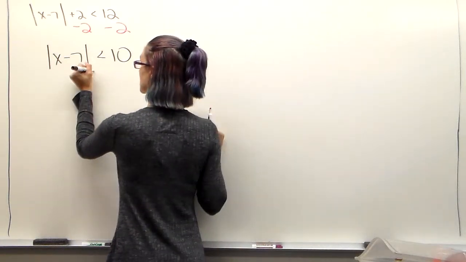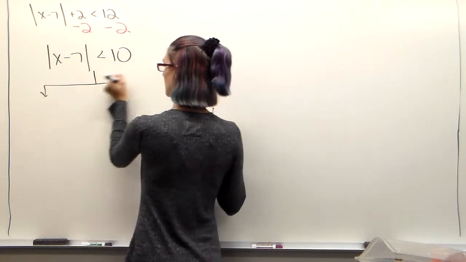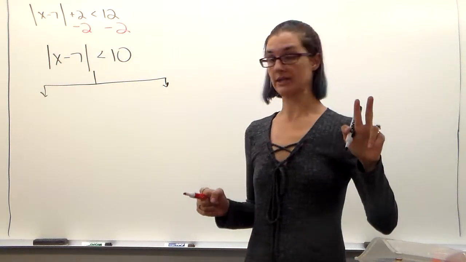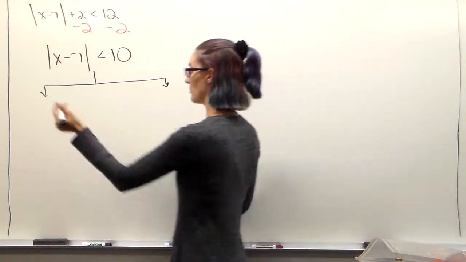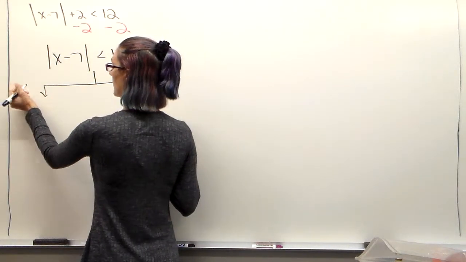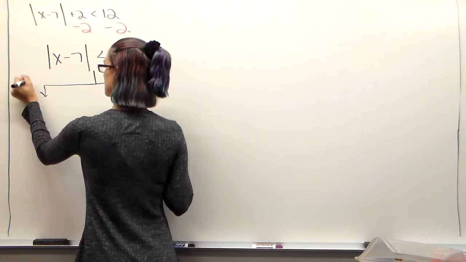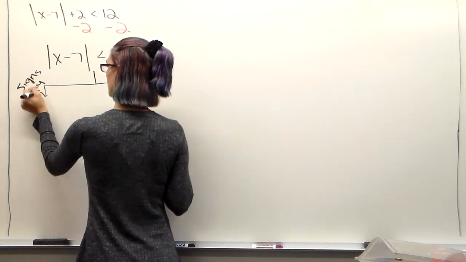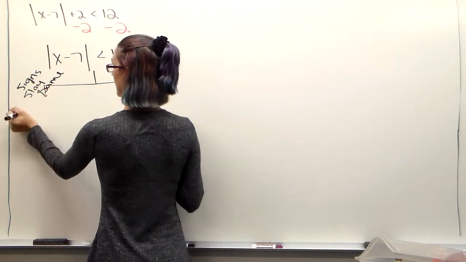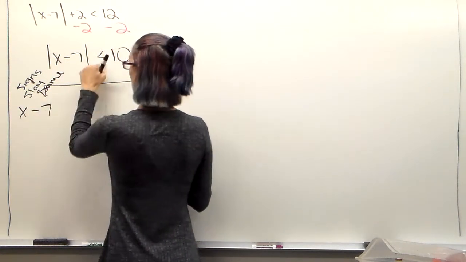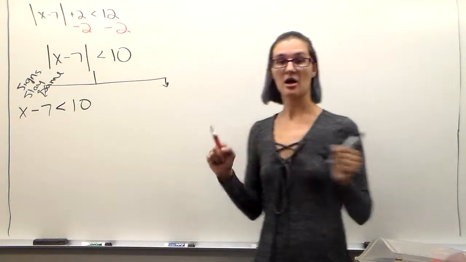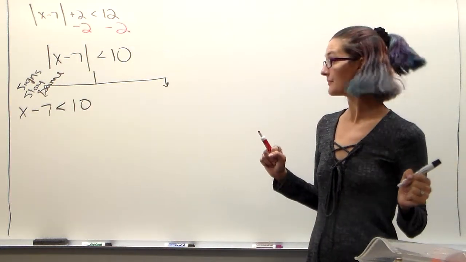So we're going to take this single equation, and when the absolute values go away, we're going to end up with two equations. What these two equations are: in one of them, all the signs are going to stay the same. So my x minus 7, my less than sign, and my positive 10. All of that is going to stay the same.